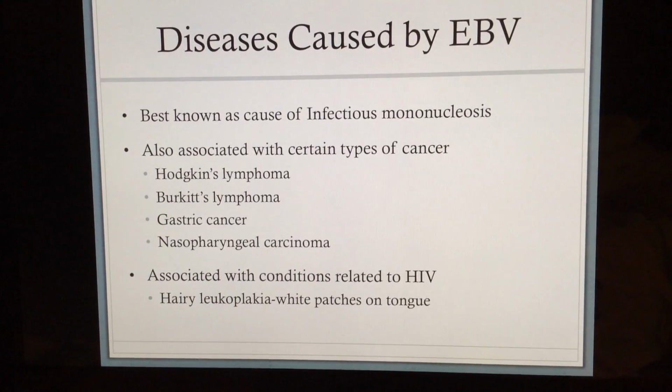The Epstein-Barr virus is also associated with conditions related to HIV. There's hairy leukoplakia, which are white patches that develop on the tongue in those that are immunocompromised. Sometimes these white patches can be a telltale sign of HIV or AIDS. It's also thought that the Epstein-Barr virus is associated with higher incidences of some known autoimmune diseases, such as rheumatoid arthritis, multiple sclerosis, and possible lupus.